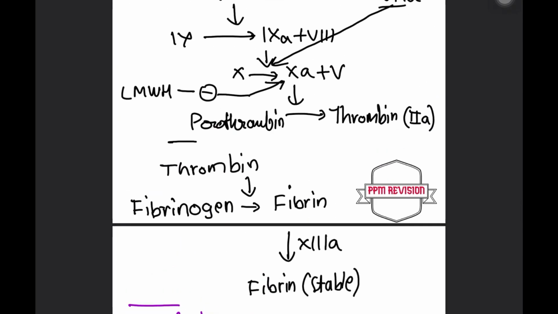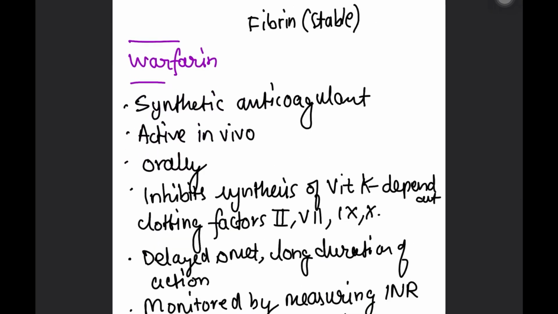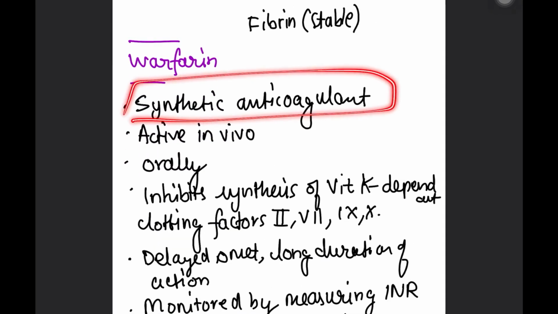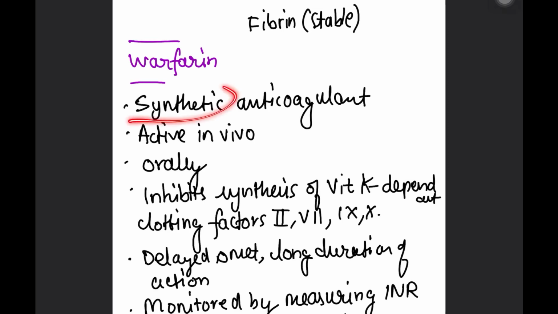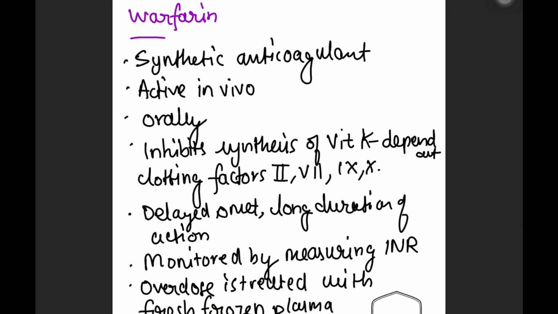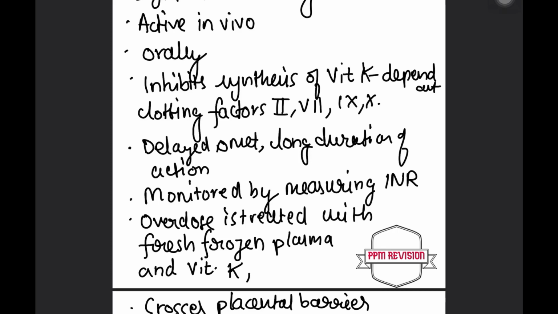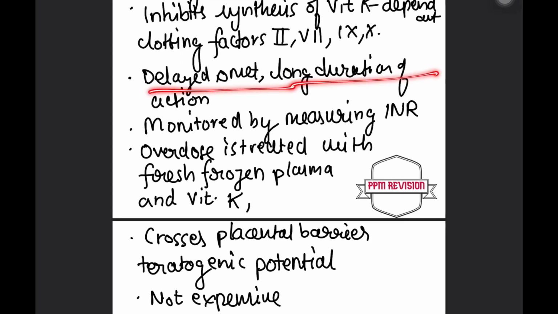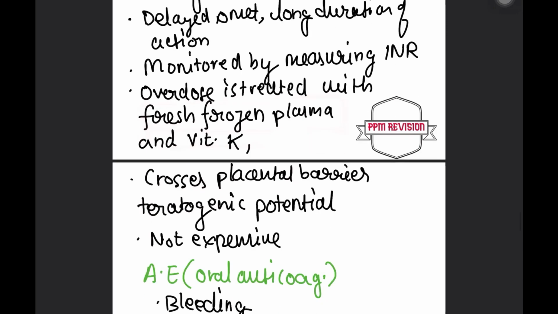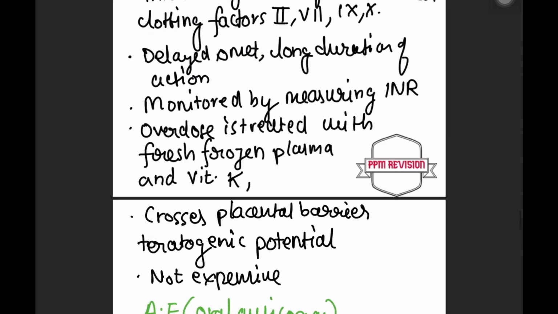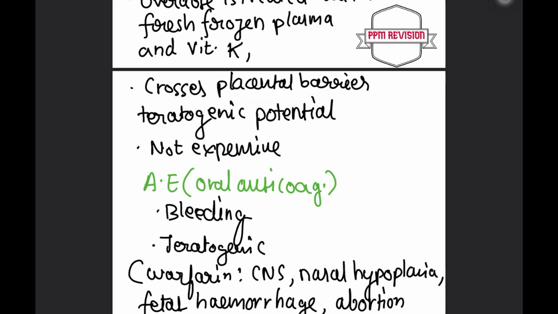Then moving ahead, we have warfarin. So what is warfarin? Warfarin is a synthetic anticoagulant. This is very important to know. Warfarin is active in vivo and given orally, and it inhibits synthesis of vitamin K dependent clotting factors, that is 2, 7, 9 and 10. It has delayed onset and long duration of action, and it is monitored by measuring INR. An overdose is treated with fresh frozen plasma and vitamin K. Warfarin crosses the placental barrier and has teratogenic potential, and it is not expensive.